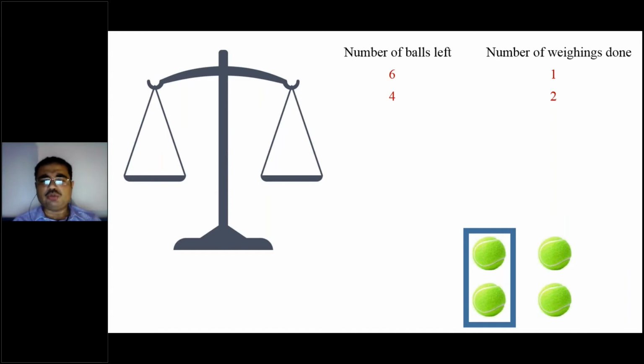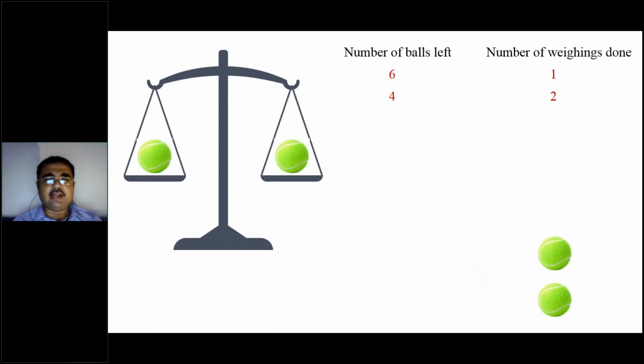I select the next 2 balls and put them in the weighing machine again. Again, to our disappointment, they are equal. Both of them are equal in weight, so none of these 2 balls is heavier. I get rid of these balls also. What am I left with? I'm left with 2 balls only. These 2 balls I'm left with. 3 weighings done already. Let me go ahead and say this is the position. I select these 2 balls.